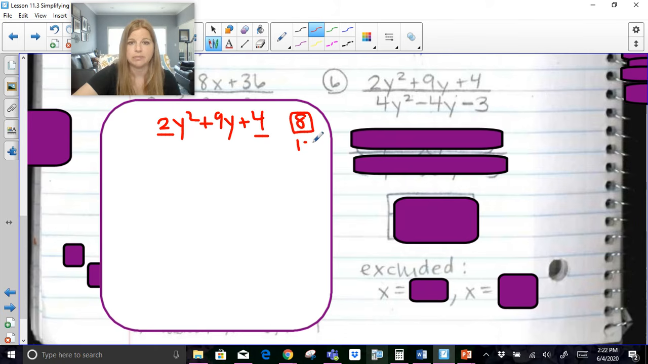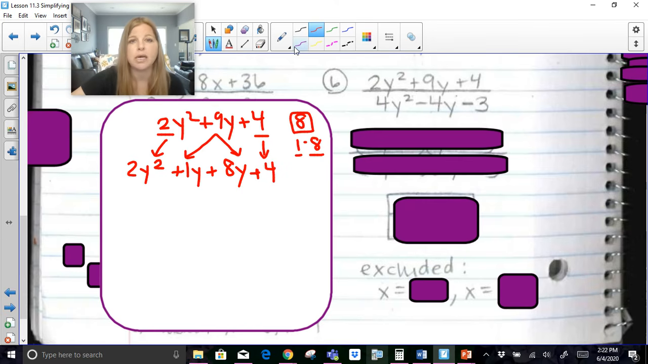It's just 1 and 8. What kind of 1 and 8 do you need to get a 9? They would have to both be positive. So this is where you do 2y squared. You break apart 9y using the 1 and the 8. So plus 1y plus 8y. And then we bring down that plus 4. It's been a while since we looked at problems like this, so that's why I'm doing this review with you.